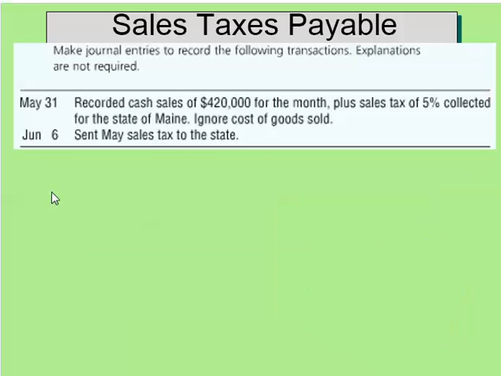Let's take a look at what those transactions might actually look like. For example, on May 31st, we recorded cash sales of $420,000 for the month, plus sales taxes of 5% collected for the state of Maine. It says ignore cost of goods sold. That makes it easy for us. And then on the 6th, we remit those monies back to the state. So let's see here. We've got May 31st.